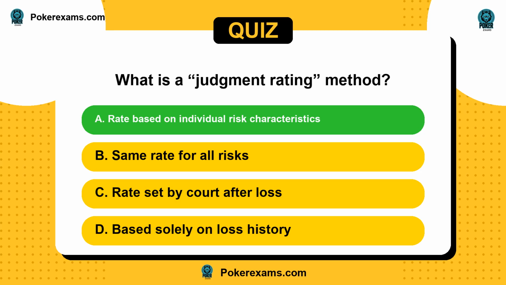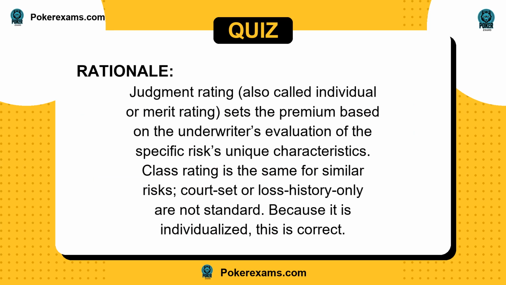The answer is A. Judgment rating, also called individual or merit rating, sets the premium based on the underwriter's evaluation of the specific risk's unique characteristics. Class rating is the same for similar risks. Court set or loss history only are not standard. Because it is individualized, this is correct.